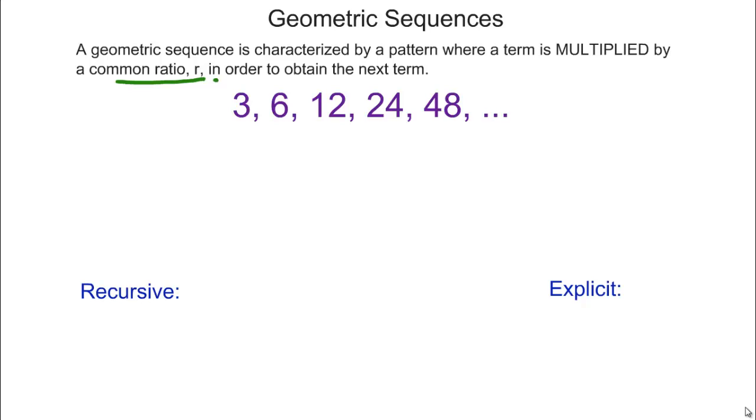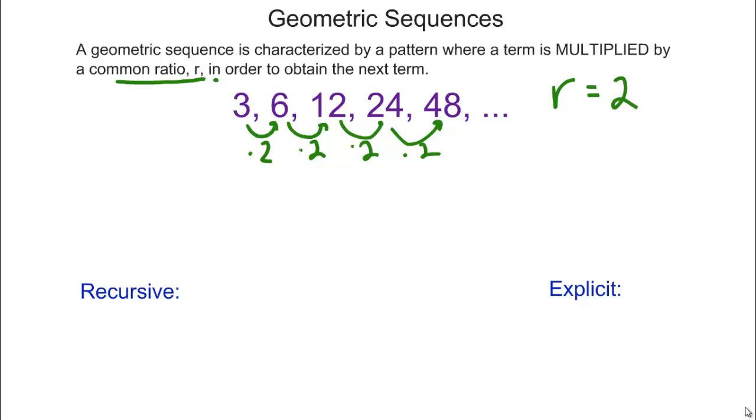What's the common ratio for this first purple sequence? We can see that we are always multiplying by 2 to get from one term to the next. 3 times 2 is 6, 6 times 2 is 12, 12 times 2 is 24, 24 times 2 is 48. So our common ratio, r, in this case, is going to be 2.